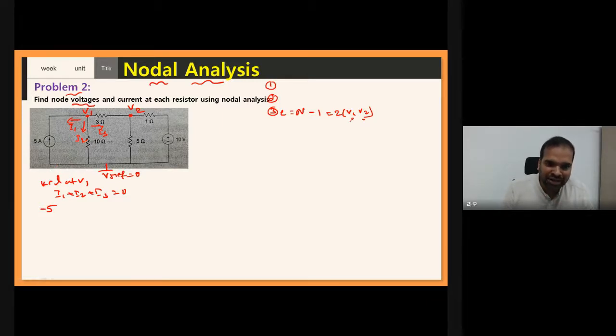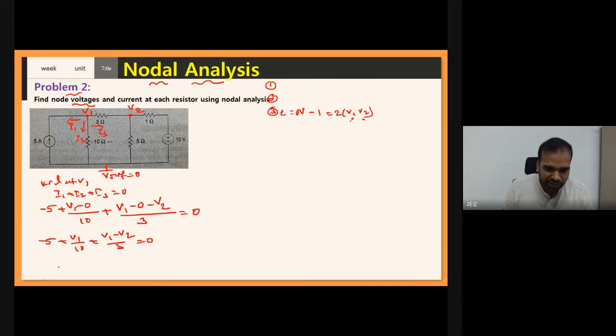Now here I need to write I2. For I2, one terminal of the 10 ohm is connected to V1 and the other terminal to V reference. Therefore, (V1 minus 0) by 10 ohm, plus. What about I3? I3 means the 3 ohm. One terminal of the 3 ohm is connected to V1 and the other terminal to V2. Therefore, V1 minus V2 by 3 ohm. I already explained in my first video how to write this equation, right? This is the current I1, the current I2, the current I3. Clear. So minus 5 plus V1 by 10 plus (V1 minus V2) by 3.